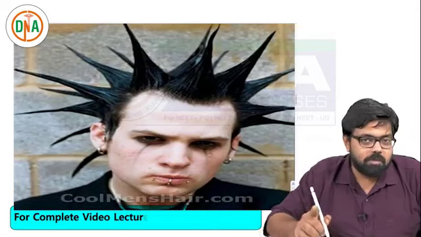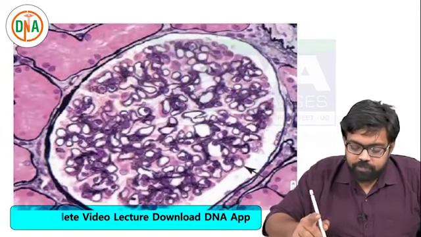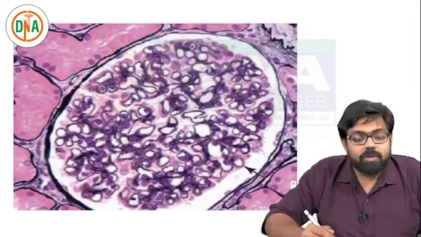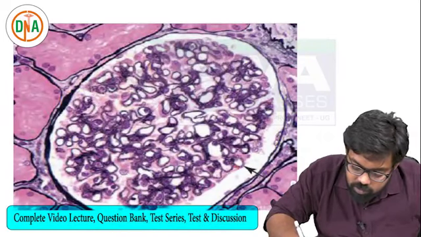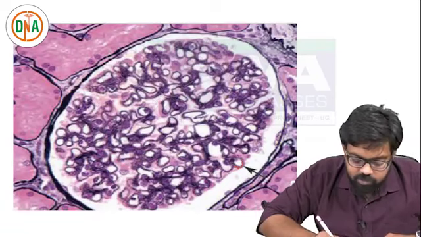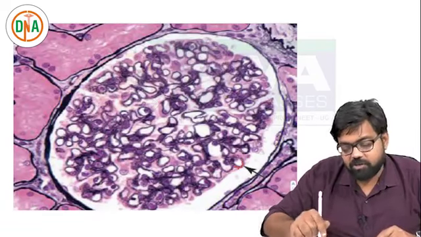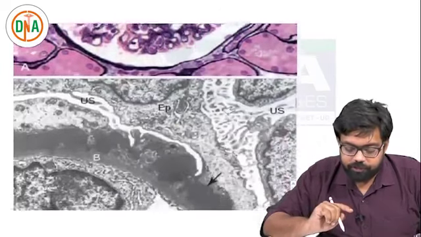So this image is only to make you remember about the spikes. The most important thing is that the composition is basement membrane, and it is seen in membranous glomerulonephritis. Okay, so this is a silver impregnation technique to make you see the spikes, and to make you compare the basement membrane with this over here. So the basement membrane is much thickened. So this is a case of membranous glomerulonephritis.